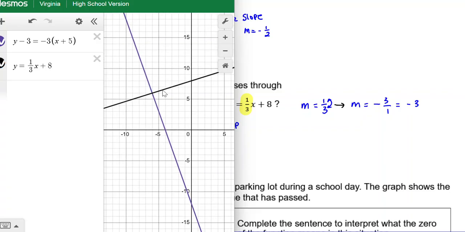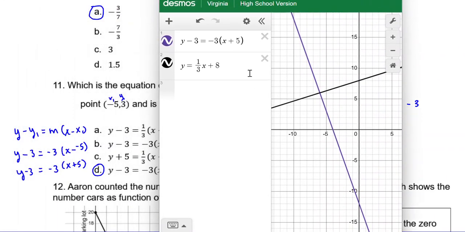They look perpendicular, meaning it's crossing at exactly 90 degrees. And the last thing I want to make sure is that it's going through this point right here, the purple graph, my answer graph right there, which is negative 5 and then 3. Yep, it's perpendicular to this line and it's going through that point. Okay?